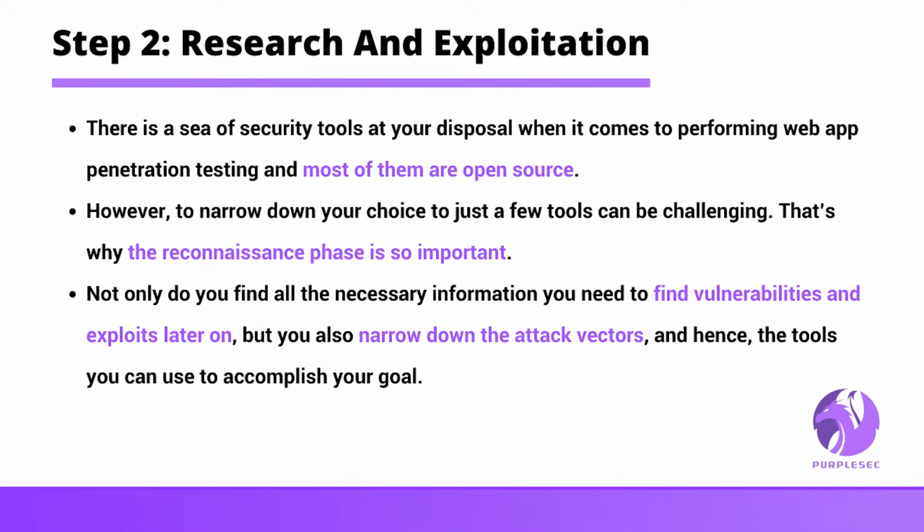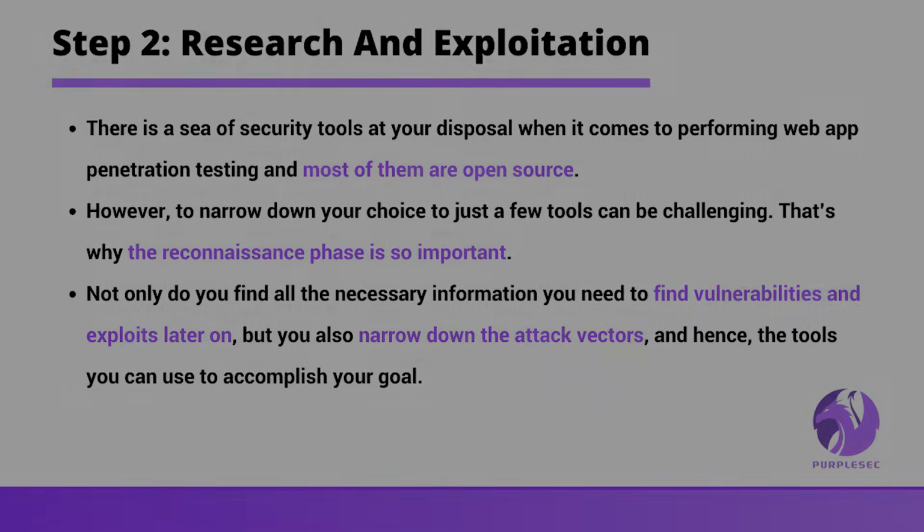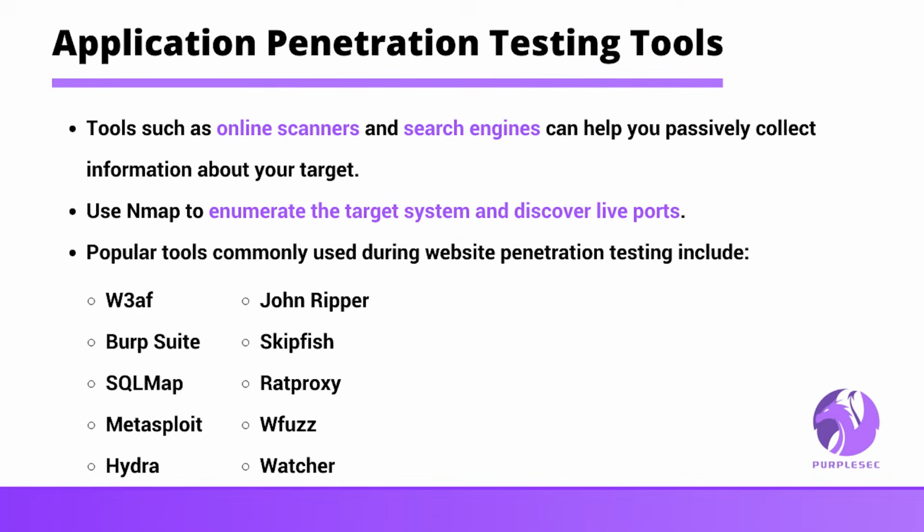Not only do you find all the necessary information you need in order to find vulnerabilities and exploits later on, but you can also narrow down the attack vectors, and hence, the tools you can use to accomplish your goal. The entire penetration testing process depends deeply on the reconnaissance phase and the discovered vulnerabilities. Finding the right exploit and gaining access into the system is far easier with a thorough investigation. Tools such as online scanners and search engines can help you passively collect information about your target. Use Nmap to enumerate the target system and discover live ports.